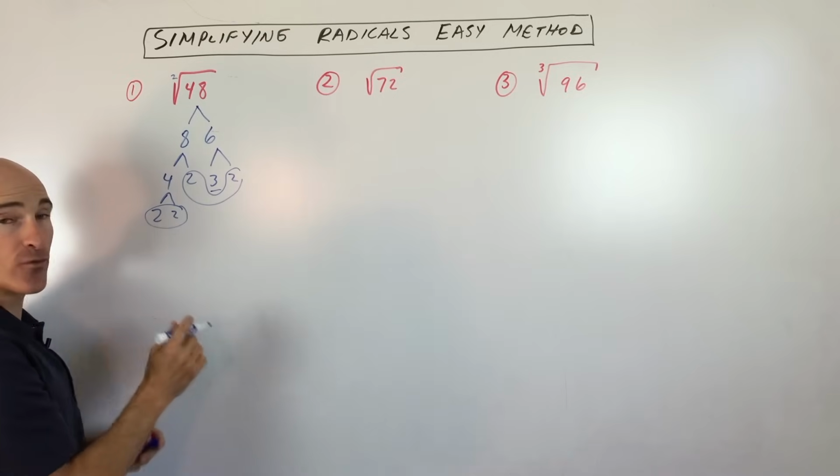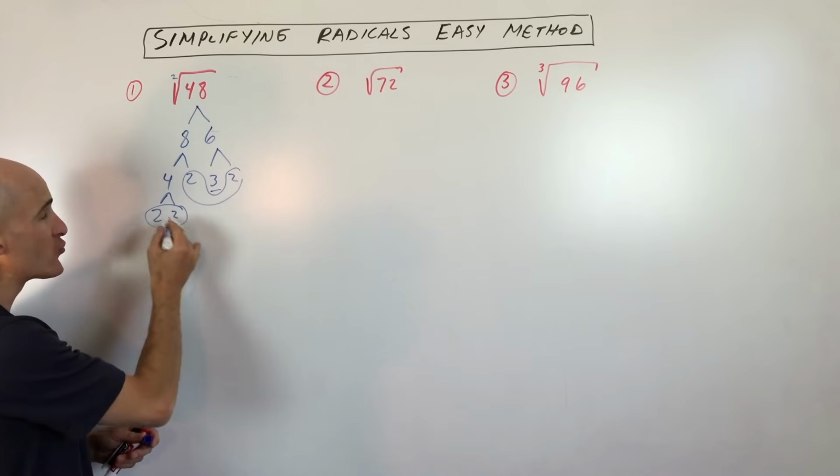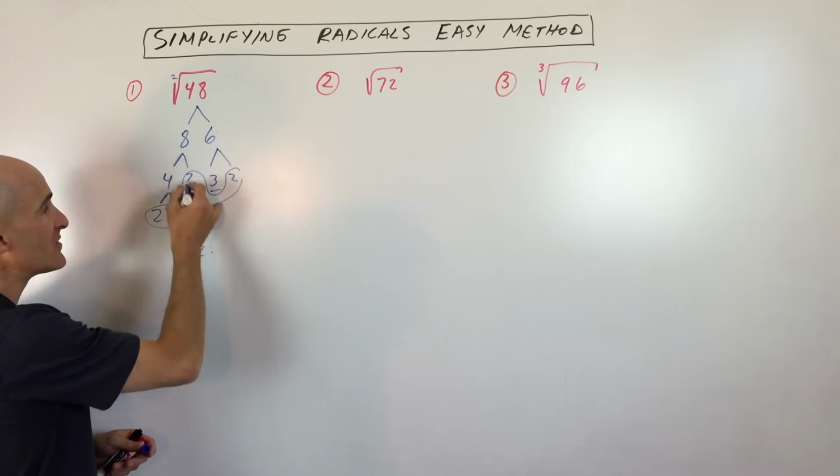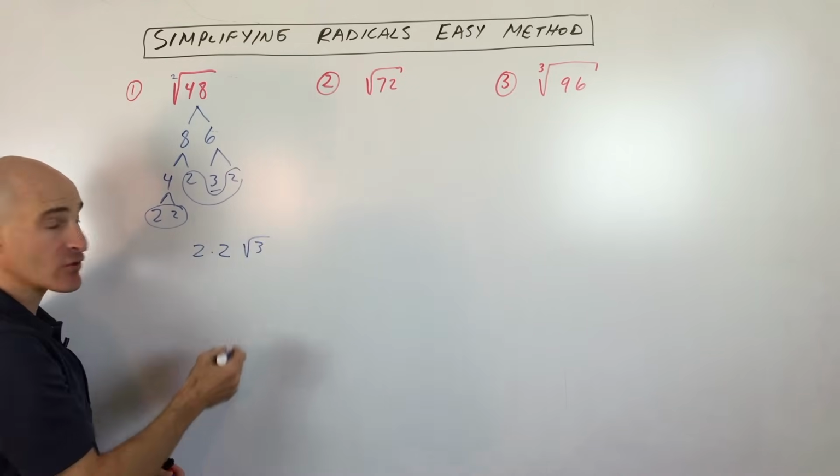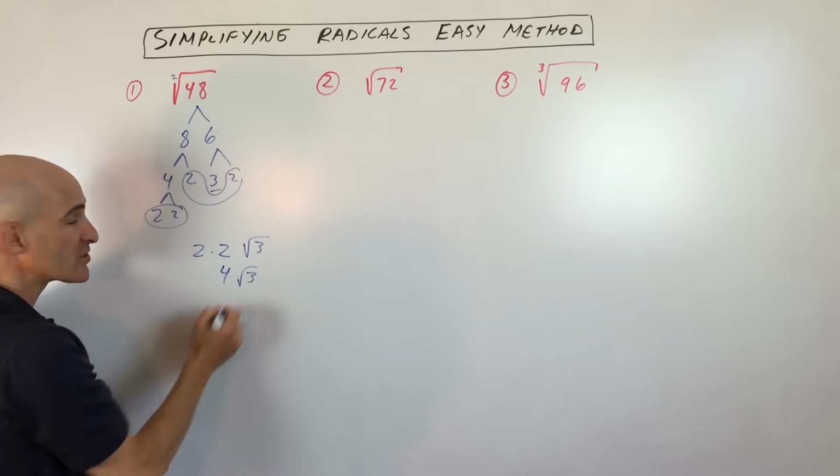So 2 times 2 is 4, square root of 4 is 2. So for each group, you get one of that quantity. This is 4, square root of 4 is 2, and then we have a 3 left over that stays underneath the radical. So this is going to be 4 square root of 3.